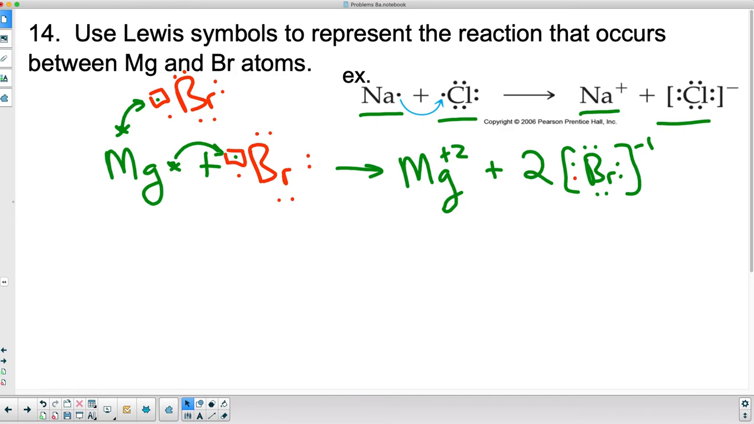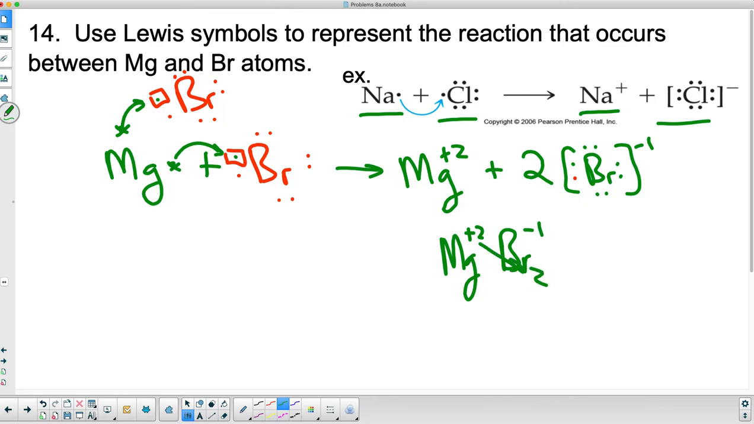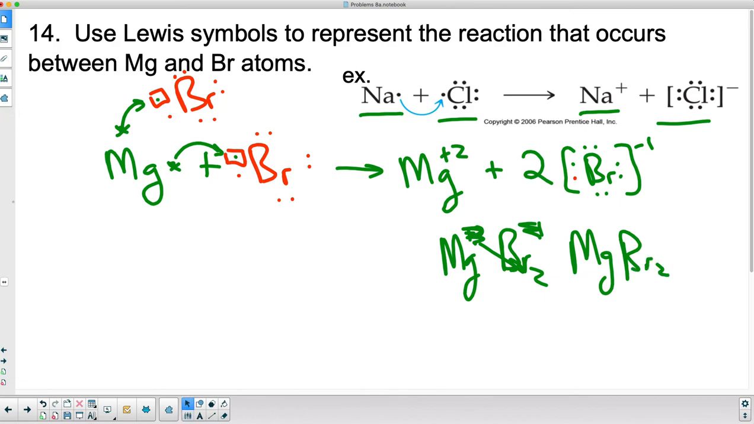This is all exactly the same stuff that we've done before. You guys remember back in chapter 2 we talked about the +2. Bromine has a -1 because of where it is, and then we do our crisscross like this, and I get MgBr2. It all comes from the same place. So MgBr2 is exactly the reason why we have what we have with the valence electrons and how they move.